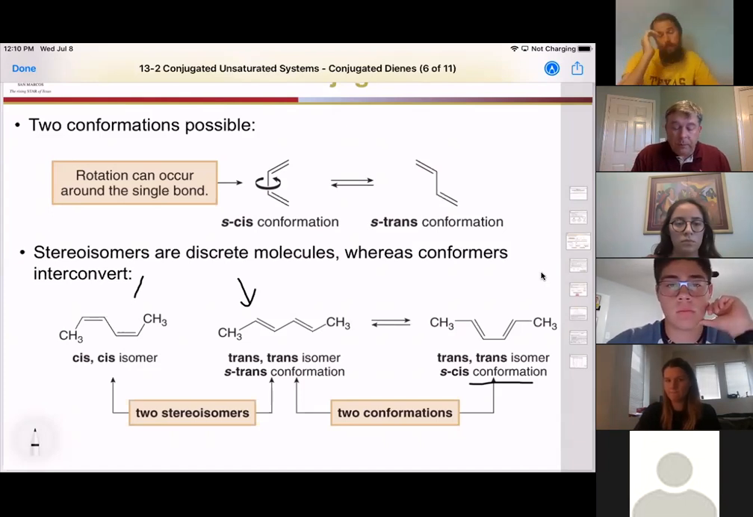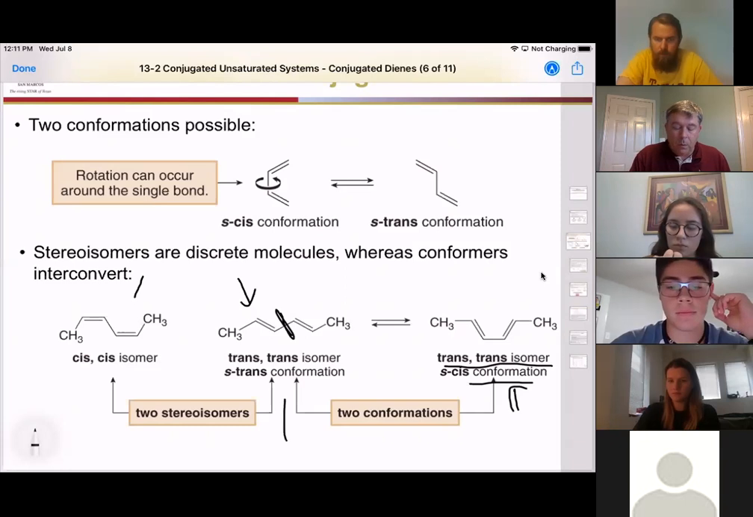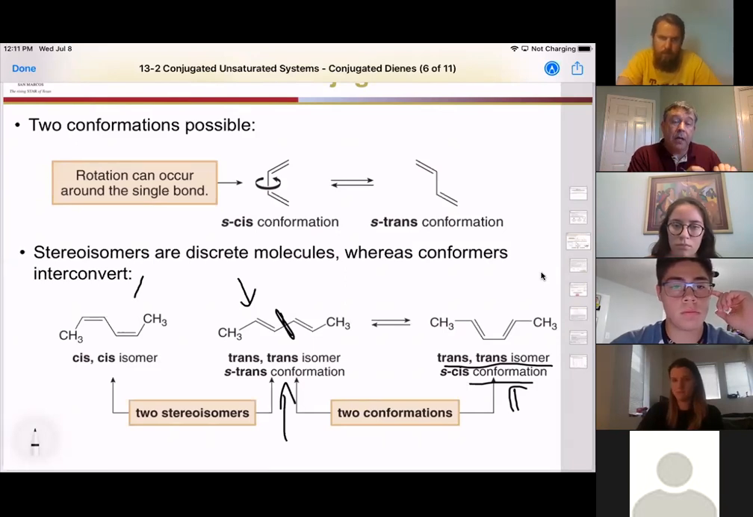However, if we rotate around this sigma bond here, we can make our trans-trans stereoisomer into the cis conformer or the trans conformer. So we do have a difference between the stereoisomers, which are different molecules, and the conformers, which are the same molecule, just in two different configurations. So we need to keep that straight in our head as we move forward.